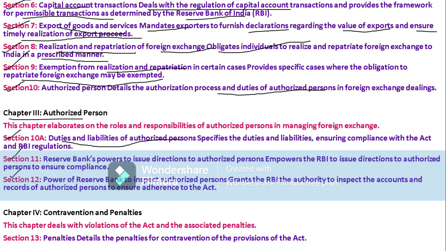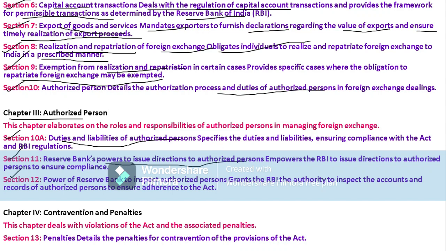Why? Because he is the person who is dealing with the foreign exchange market. So he should know the RBI regulations and the RBI rules, and he should comply with the RBI Act and rules. Therefore it is his duty, and what his duties and liabilities are will be discussed in Section 10A. Coming to Section 11, the Reserve Bank has powers to issue directions to authorized persons. We all know the apex body is the Reserve Bank.